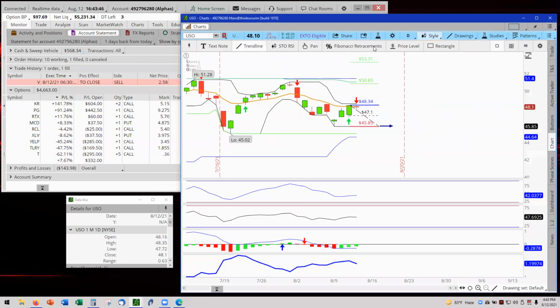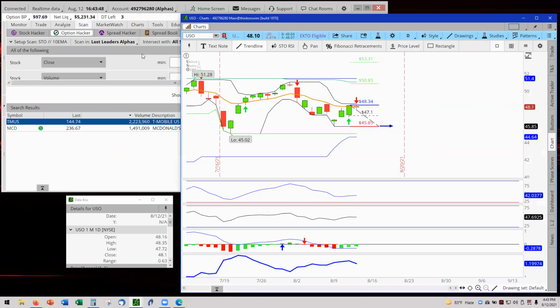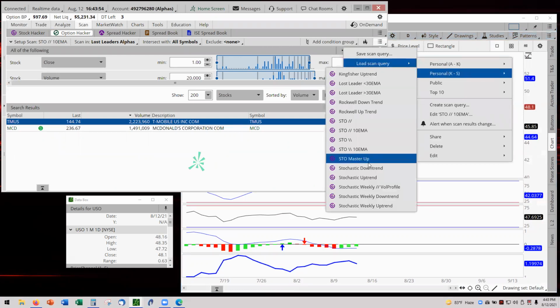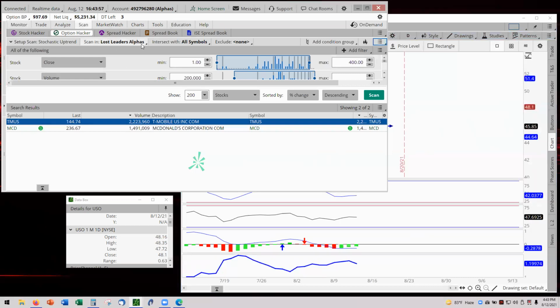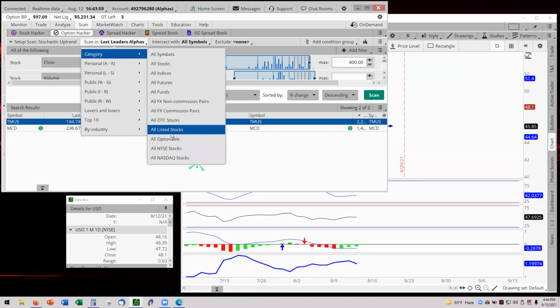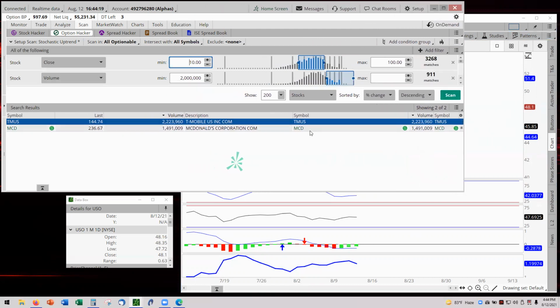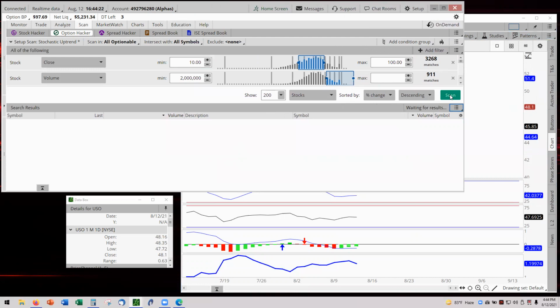Now we're going to go to scanner time. So here at scanner, we're going to load up only the one scanner that we're testing, and that is forward up the Stochastic Up Trend. And we change it to all optionable right there. And then we're going to change our criteria to $10 to $100. We're also going to change our volume criteria to 2 million. And the system says that we have about 3,000 stocks, and away it goes. And then we'll see if we have any additionals added to this.